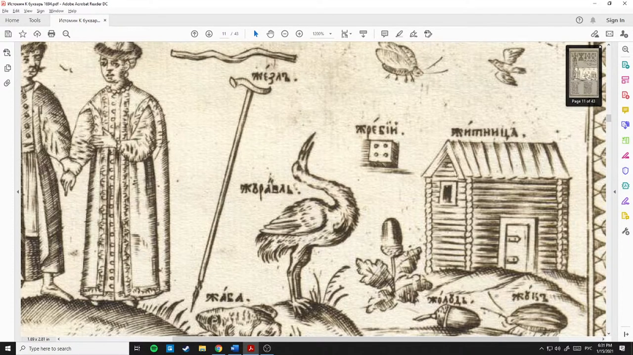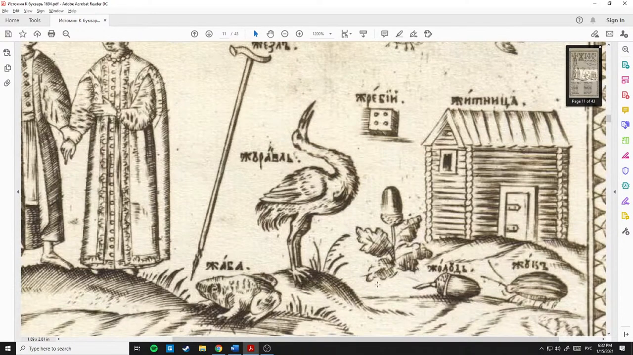But zhitnica, as you can see, zhita, right? Grain, wheat. This is a Slavic version, but it isn't really used anymore. It's not that popular. And when it's used, it's more like a formal style. And then I think that's it.